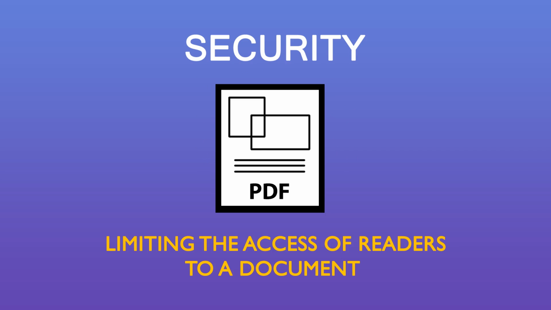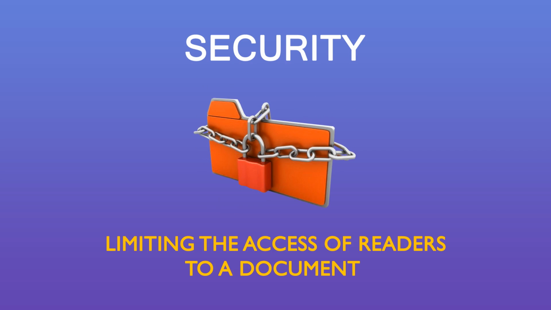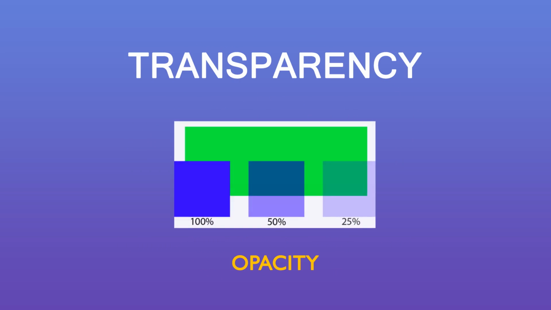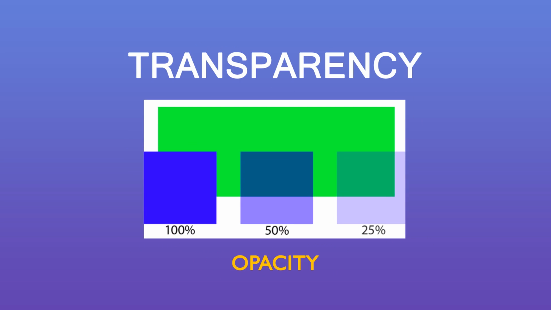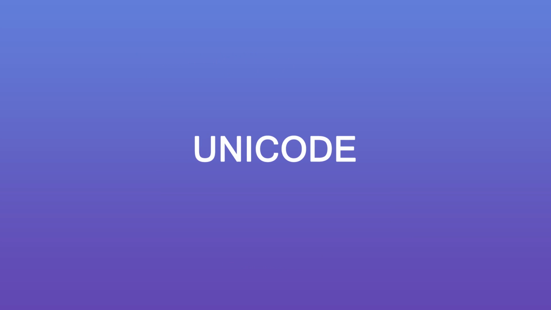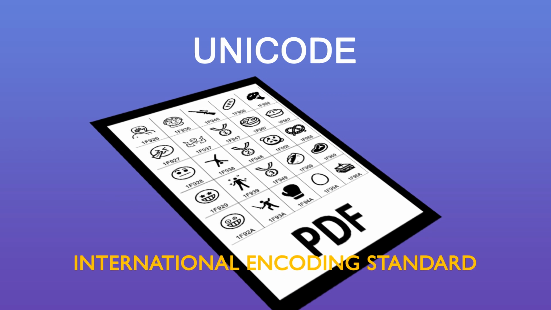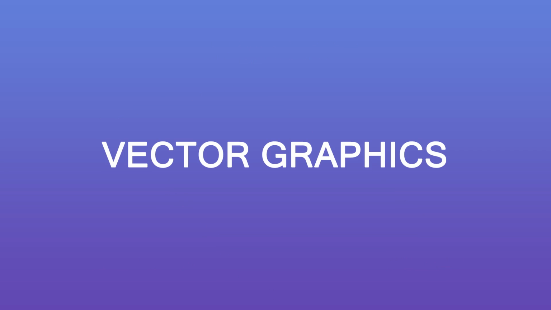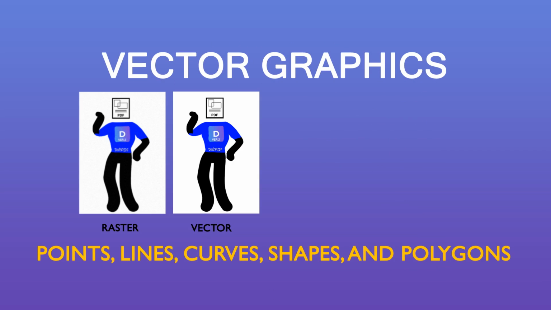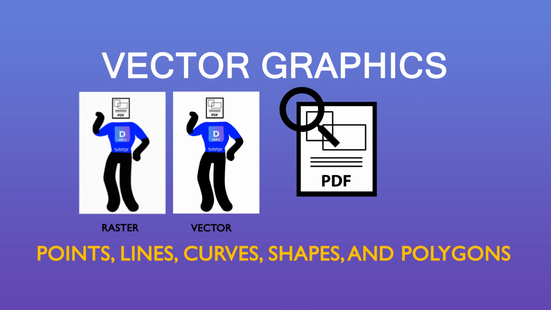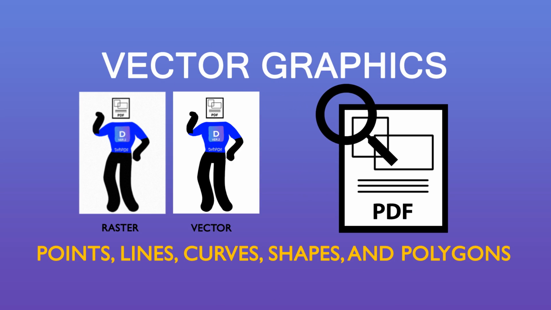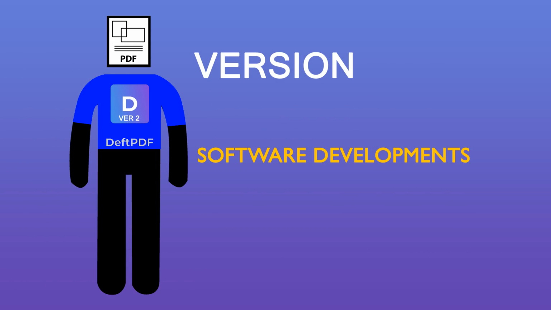Security. Limiting the access of readers to a document. Encryption, adding on a password, etc. Transparency. The opacity of an object, image, or background contained in the file. Unicode. International encoding standard for different scripts and different computer languages. Vector graphics. Points, lines, curves, shapes, and polygons used and placed inside a PDF to portray an image. Version. Software developments with improvements.